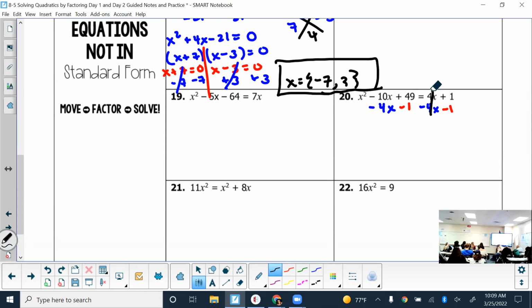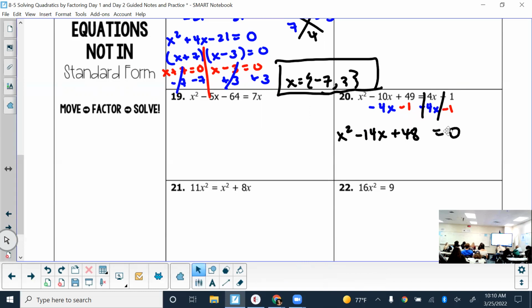So then on the right side, the 4x's cancel, the 1's cancel. On the right side, it's equal to 0. On the left side, combine your like terms. The x squared doesn't have any. What's negative 10x minus 4x? Negative 14x is correct. And then what's 49 minus 1? 48. Still equal to 0. Oops, didn't need to do that. Whatever. All right.